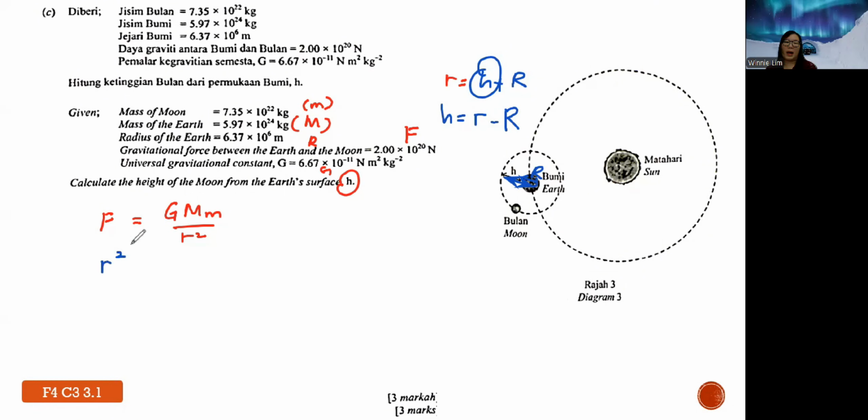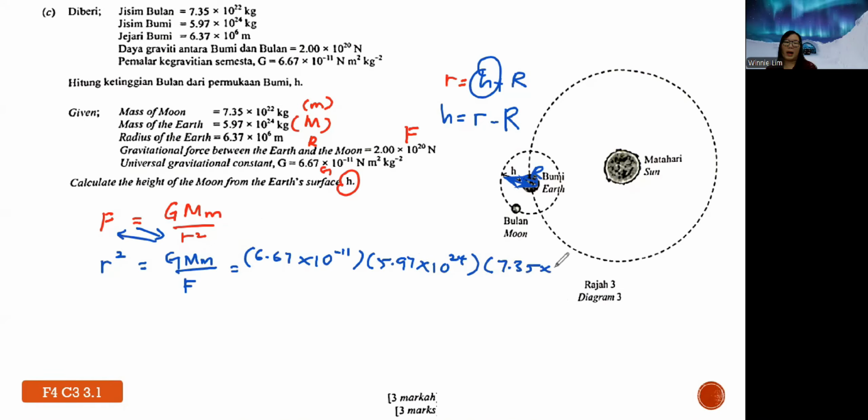I normally tell students to rearrange the equation so that the subject you want to find is on the left hand side. So we interchange the position, understand? You have G capital M small m over F. Now you substitute the G value, 6.67 times 10 power negative 11. Then the mass of Earth, 5.97 times 10 power of 24. Small m, 7.35 times 10 power of 22. Then the whole thing divided by the force here, which is 2.00 times 10 power 20.